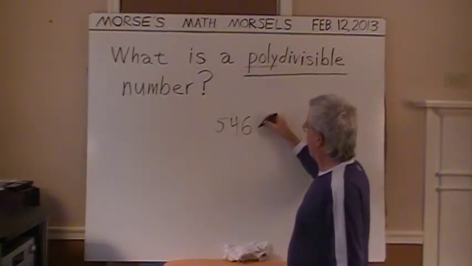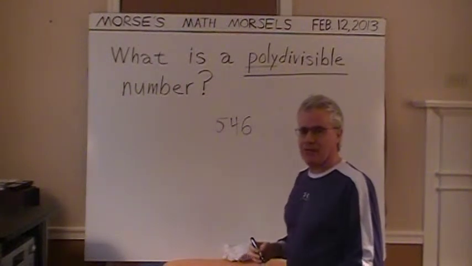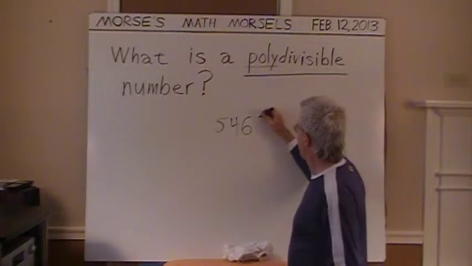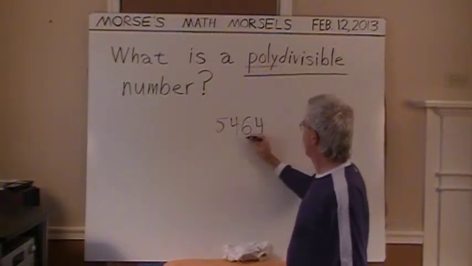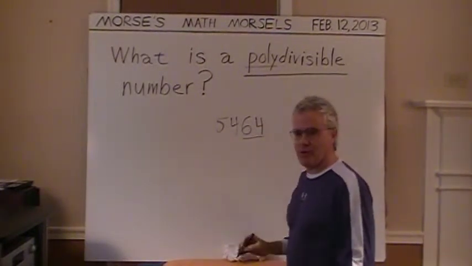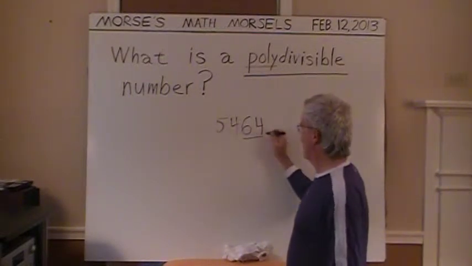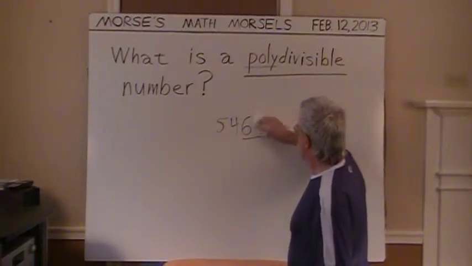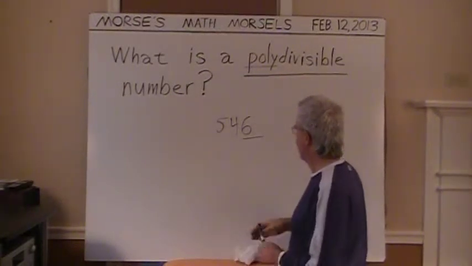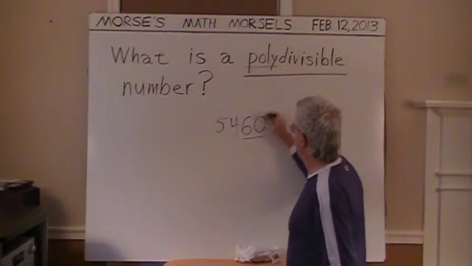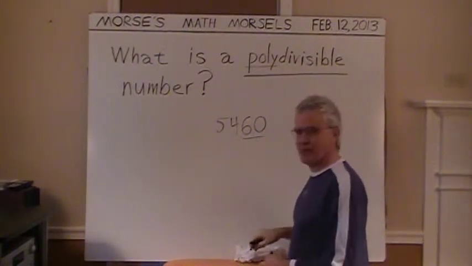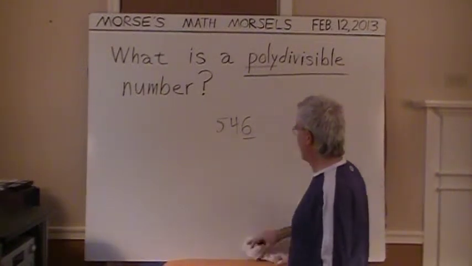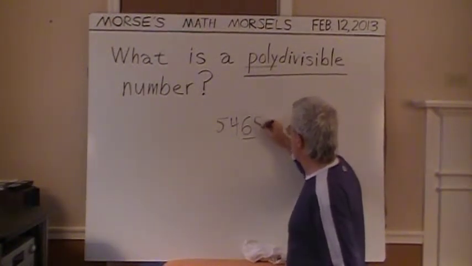Divisibility by 4: a number can be divided by 4 evenly if its last 2 digits are a multiple of 4. For example, 64. That's a multiple of 4, so the whole number is also a multiple of 4. Or I could just as well have used either of 2 other digits. 5460, that's a multiple of 4. That's still polydivisible. And one more, which you probably guessed, is 5468.